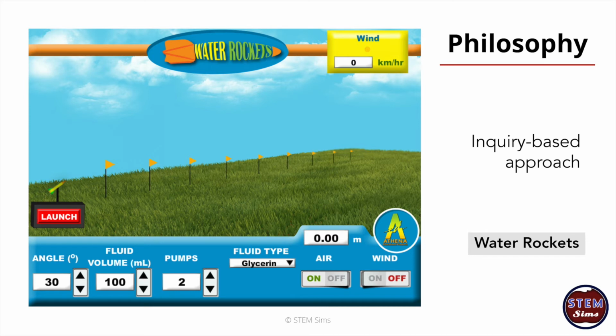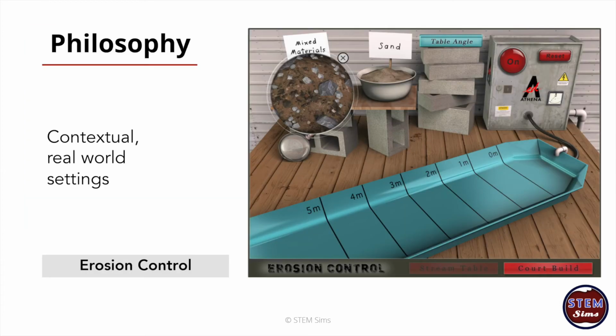An important note, most STEMSIMS are designed with dynamic data, which means that two students working at the same time on the same simulation will have slightly different data. This reduces the likelihood of all students copying one student's data.